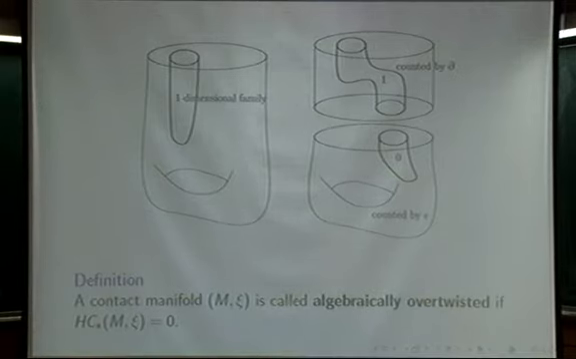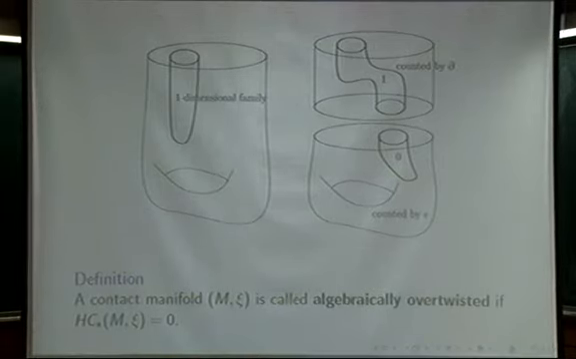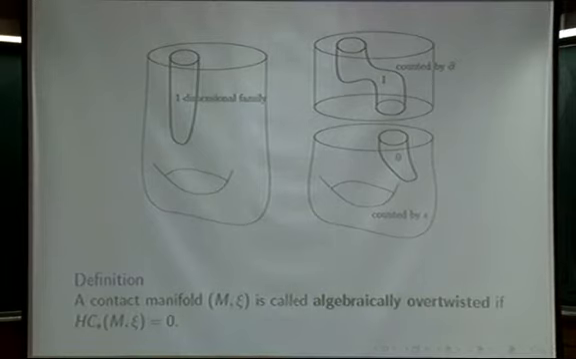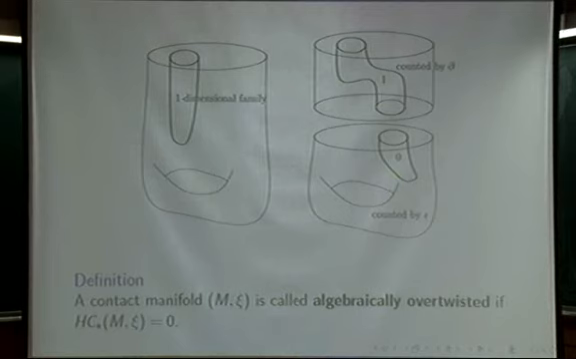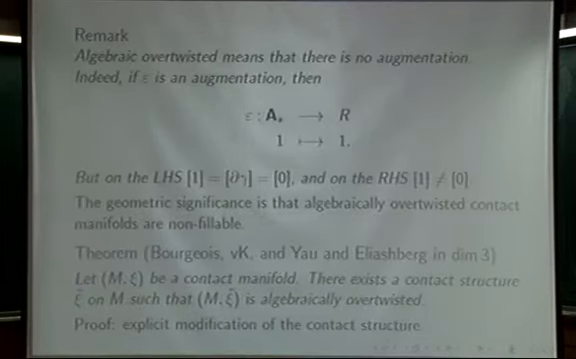Now, okay, this brings me to the following notion, which sounds completely ridiculous at this point. We call a contact manifold algebraically over-twisted if it has vanishing contact homology. So let me point out what this notion means. If the homology vanishes, then there cannot be any augmentation.